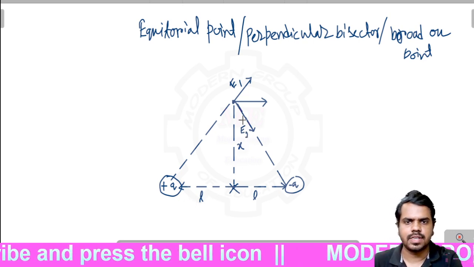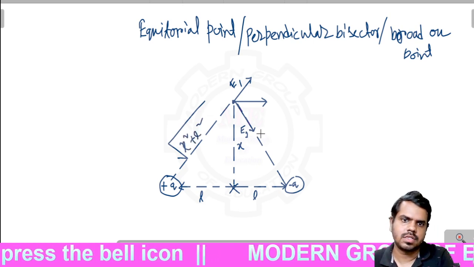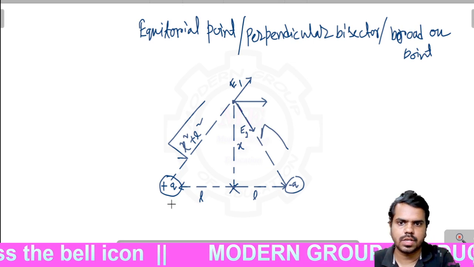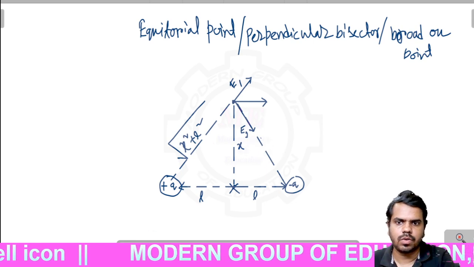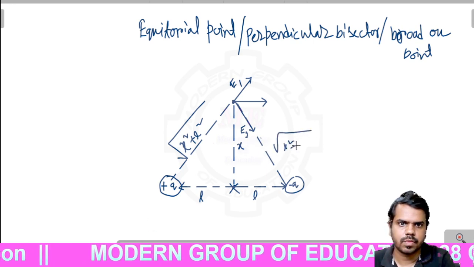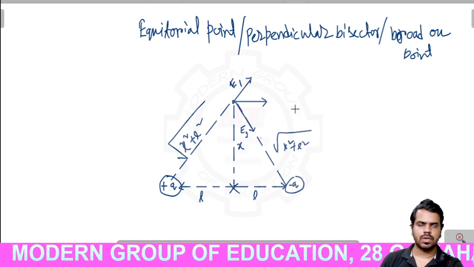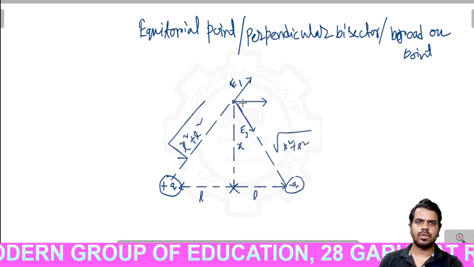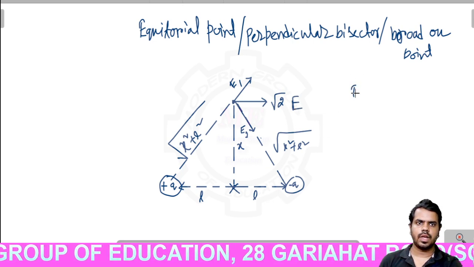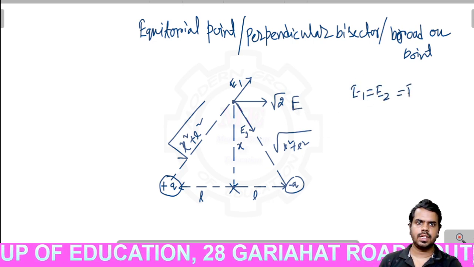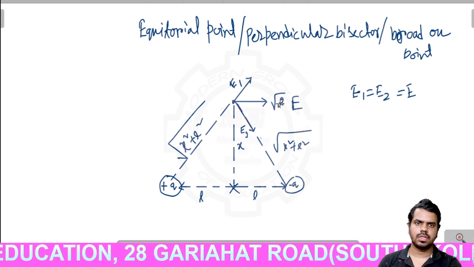This distance is L and it is x, so this distance will be root over of x square plus L square, and this distance also root over of x square plus L square. So these distances are same. That means E1 and E2 are same. So if E1 and E2 are same, then the resultant will be root over E square plus E square, that means root 2E, in this direction.